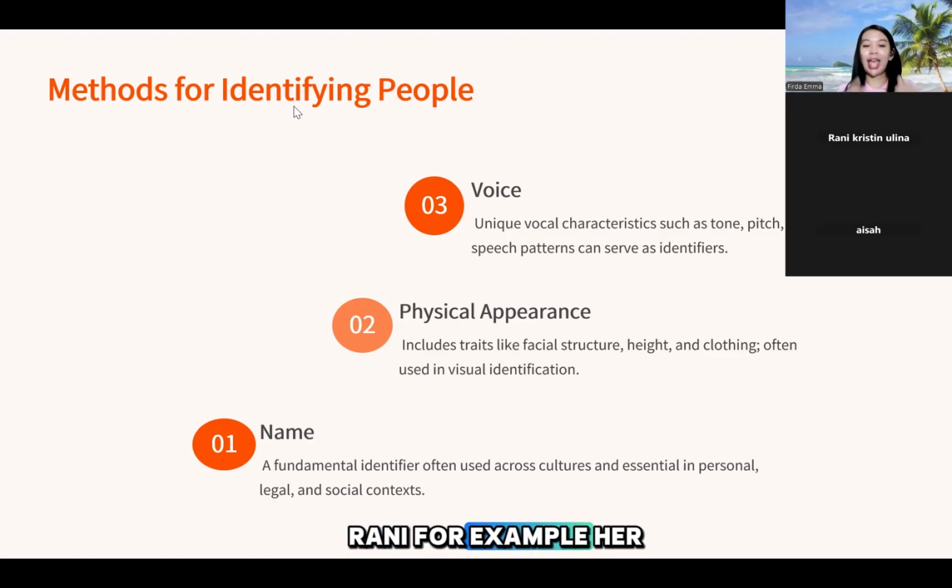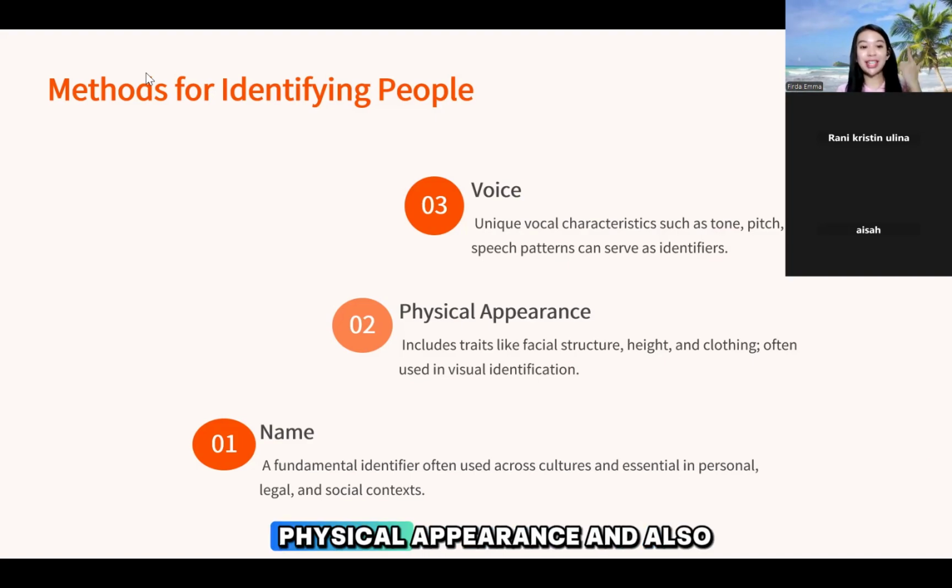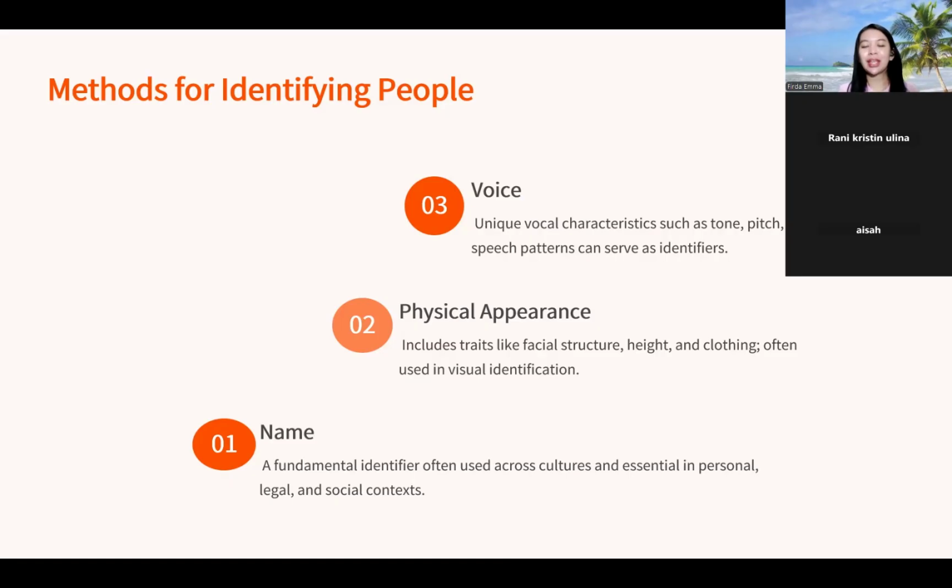Rani, for example, her name is Rani, and her physical appearance, like she has a beautiful face, small eyes, a cute face and a smile, and she also has a louder voice. She has a cute voice, a cute tone when she explains material to her friends like that. So the first important method is name, physical appearance, and also voice.